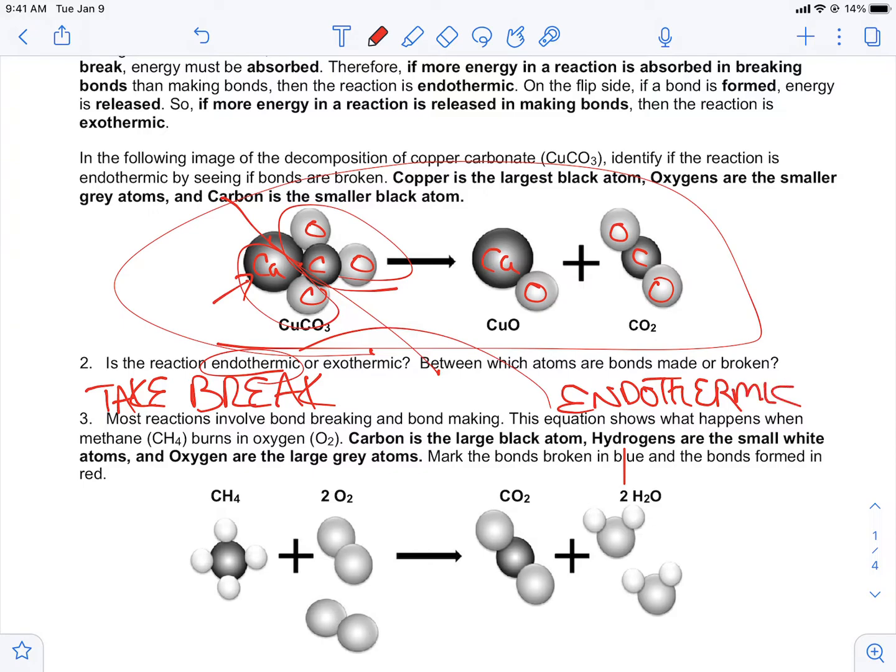If it was flipped and we had a synthesis reaction, that would be exothermic because you're releasing energy in order to form bonds.